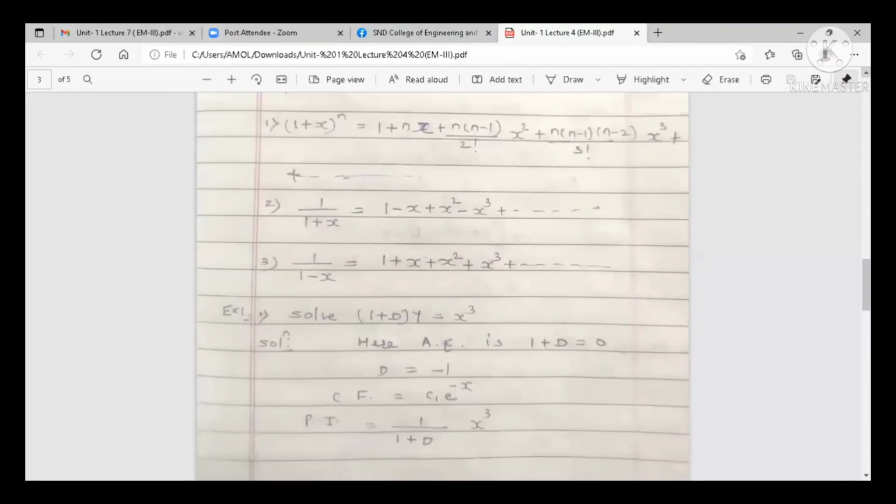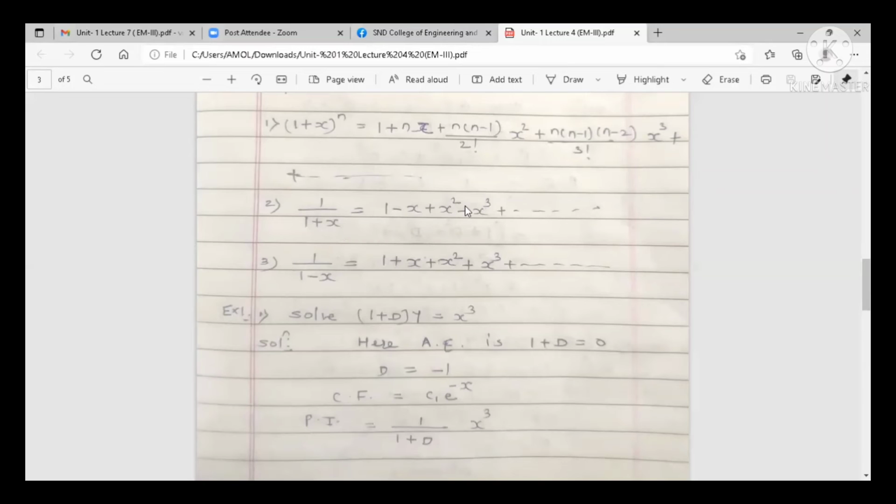Now to find the PI of an exponential function, you always try to reduce your denominator term phi of D to either the 1 plus x form or the 1 minus x form, so that you can use the series for 1 upon 1 plus x or 1 upon 1 minus x. Now the term here is 1 upon 1 plus D. So this phi of D, 1 plus D, is in the form 1 plus x.